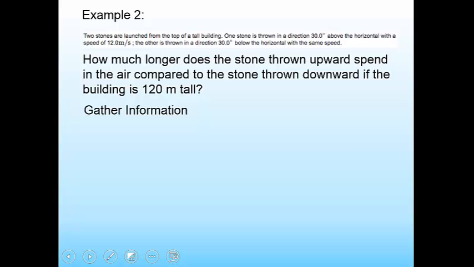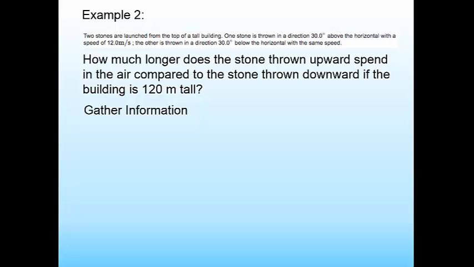Okay, so now we're on to example 2, which says two stones are launched from the top of a tall building. One stone is thrown in a direction 30 degrees above the horizontal with a speed of 12.0 meters per second. The other is thrown in a direction 30 degrees below the horizontal with the same speed. How much longer does the stone thrown upward spend in the air compared to the stone thrown downward if the building is 120 meters tall?